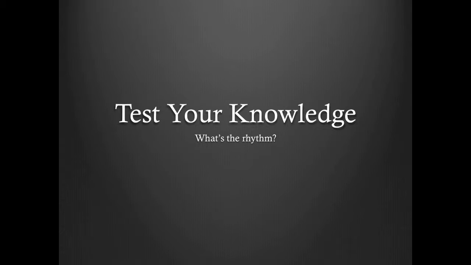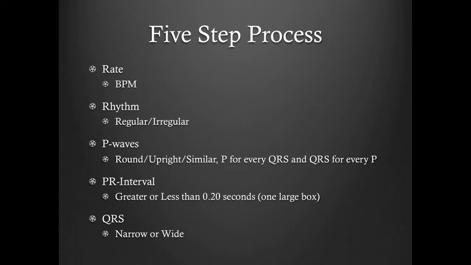So real quickly, now that we've gone over all those AV blocks, let's do a quick test your knowledge. What's the rhythm? Before we do that, let's review the 5-step process of rate, rhythm, P waves, PR interval, and QRS complexes. So rate, we're looking at the beats per minute. Rhythm, is it regular or irregular? P waves, are they round, upright, and similar? Is there a P for every QRS and a QRS for every P? The PR interval, is it greater or less than 0.2 seconds? Remember, if it's greater than 0.2 seconds and stays the same length over and over again, we have that first degree block. And then the QRS complex, is it narrow or wide?